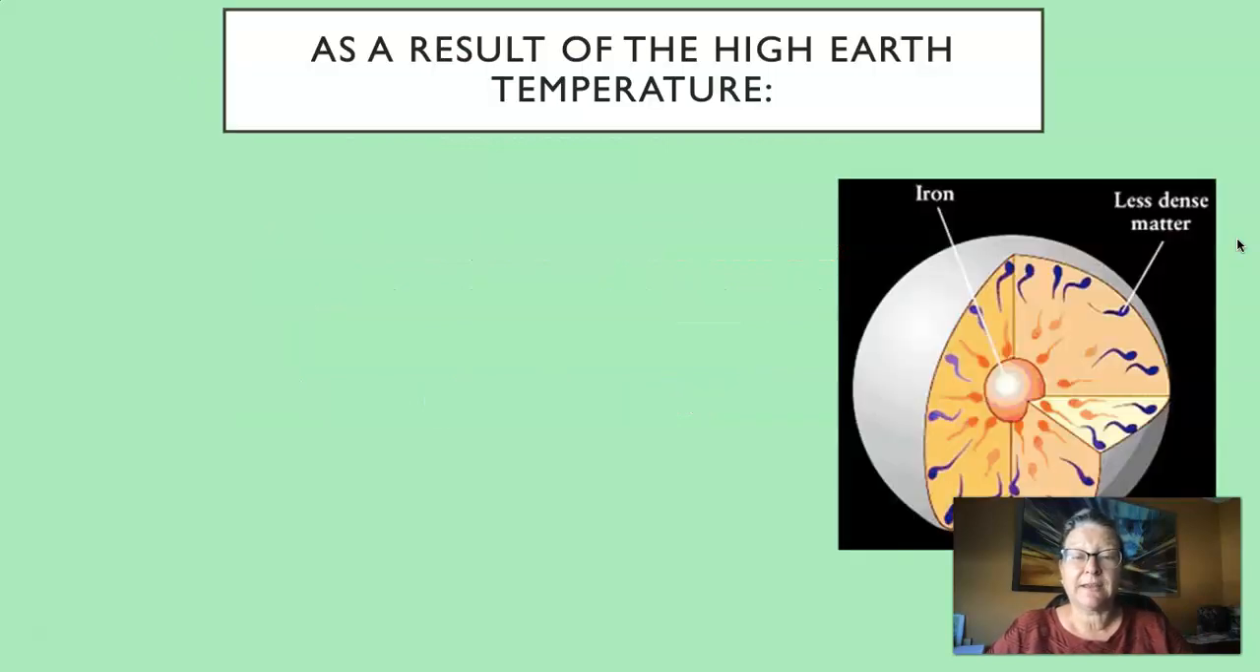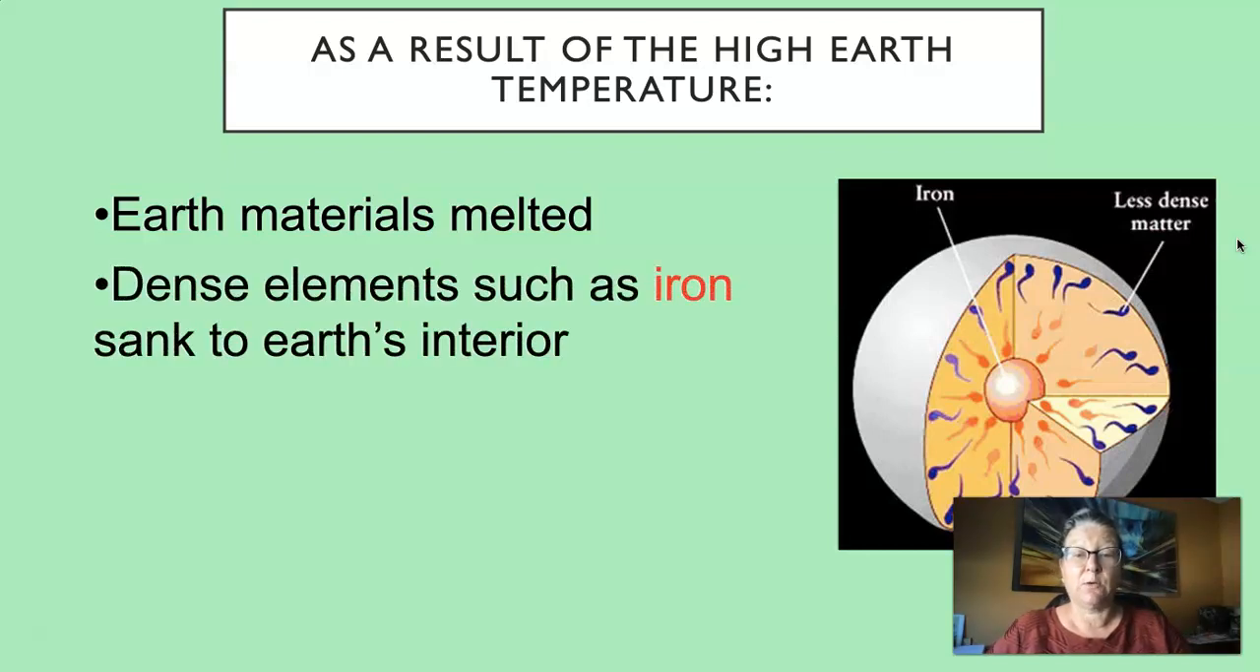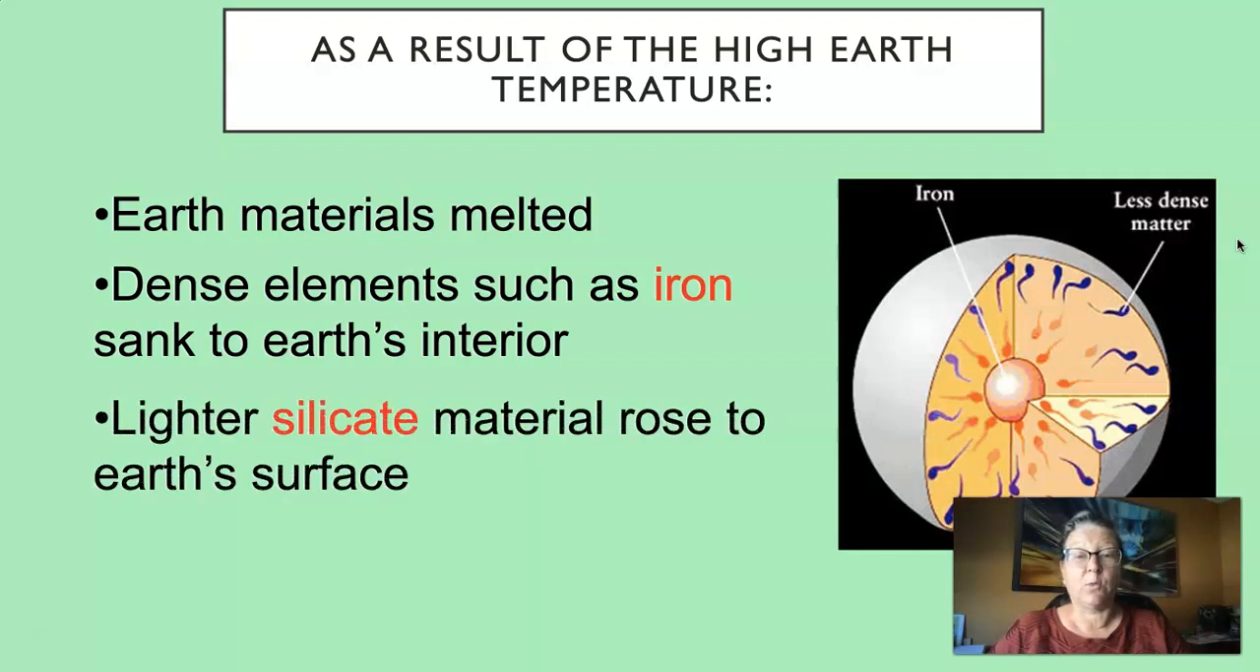As a result of Earth getting so hot, Earth actually melted, and we believe that early Earth was maybe melted all the way through. As a result, Earth behaved as a liquid, and elements that were dense, such as iron, were able to sink to the center of the Earth. Elements that were lighter, such as silicate minerals, rose to Earth's surface. Now, I know you might not know what silicate material is yet, but it's basically the material that makes up rocks on Earth's surface, and we'll be spending a lot of time looking at those.